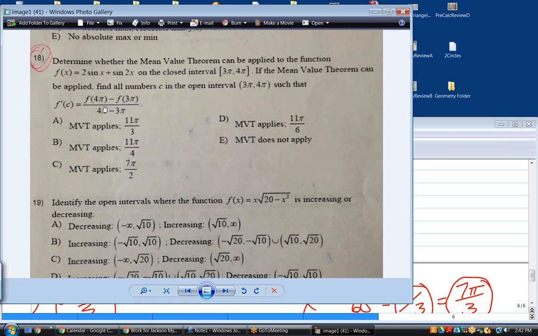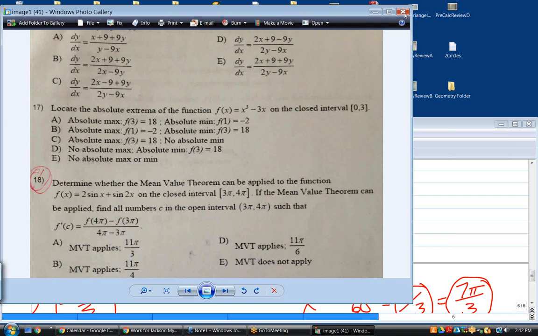The concept is the same. The concept's very important here. That there is a slope somewhere between those 2 points that is the same as the average slope between those 2 points. That's the concept of the mean value theorem. You just have to find out what it is, and that's what we did.